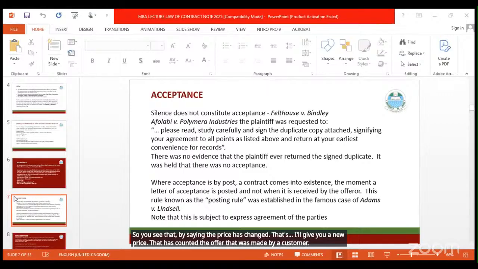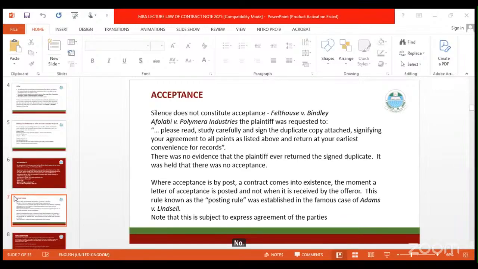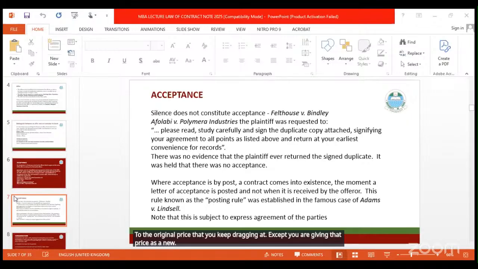Now, if the customer says, okay, let me go back and buy at the first price, or says, no, I'll pay you this, and I'll keep dragging, I'll pay this one, I'll pay this one, keep dragging. Now, that owner of the goods cannot go back to the original price that you keep dragging at, except you are giving that price as a new price. Because once you amend the terms of an offer, that amended offer has gone. It doesn't exist at all in the eyes of law. So you can't say you want to revert back to it again. Right. So that's a scenario that I was talking about there.